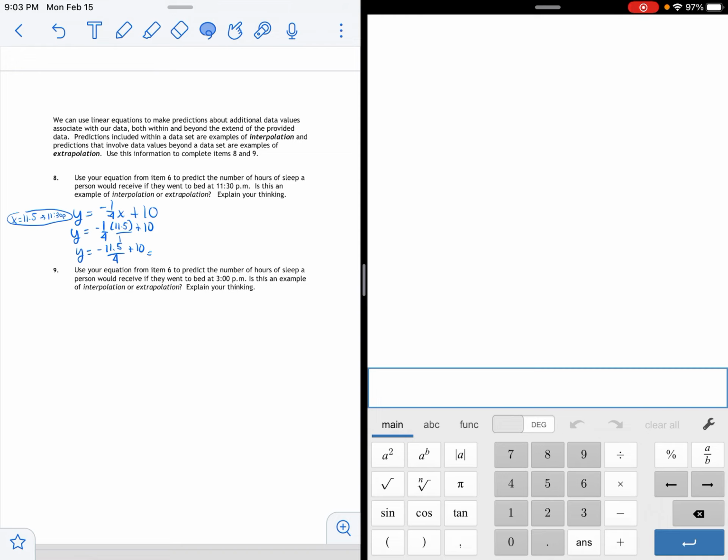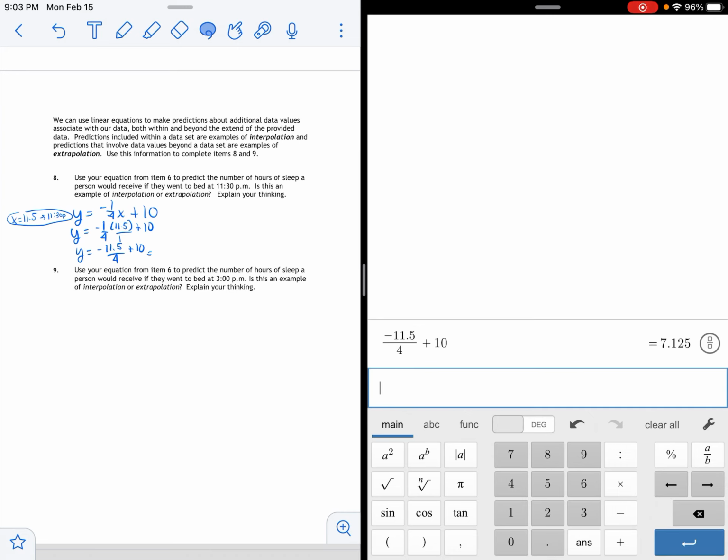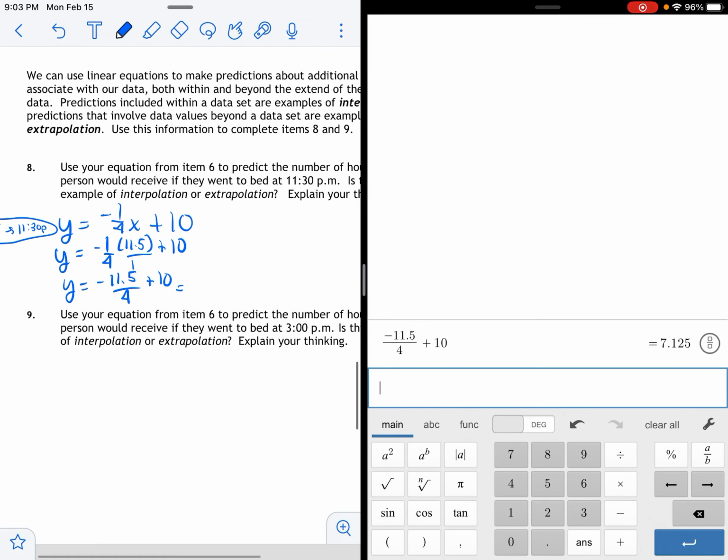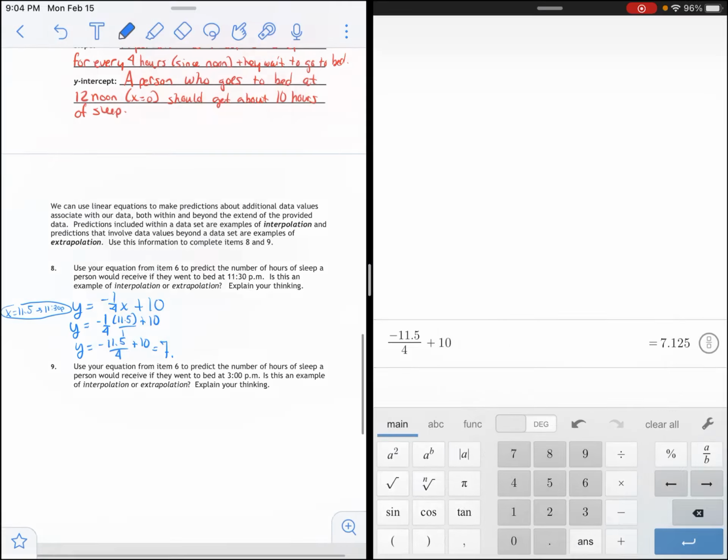And we'll put this in our calculator. So we're going to put a fraction. So negative 11.5 over 4. And we're going to add 10. And that becomes 7.125 hours of sleep. Okay? So there's my final answer for this one.